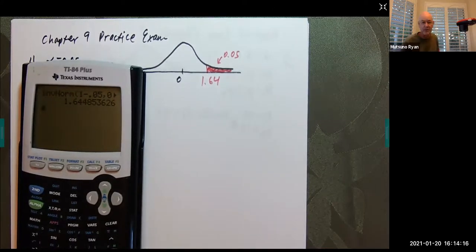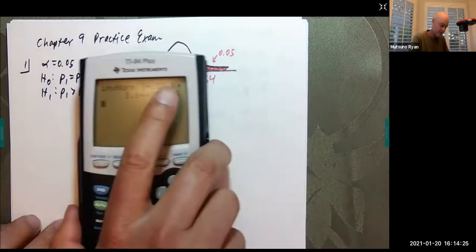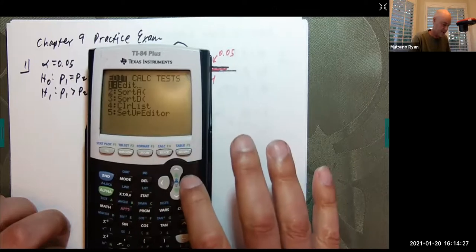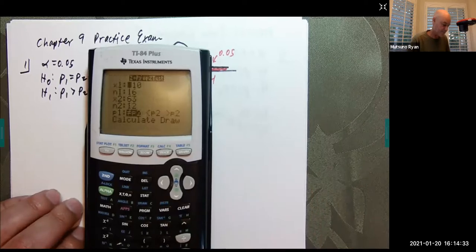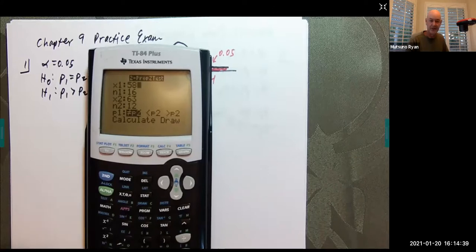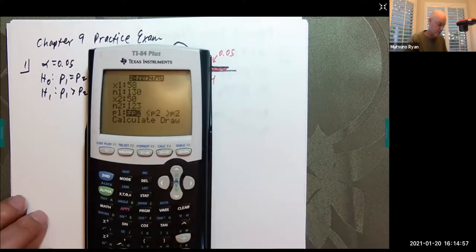Now, they want to know, does the data provide sufficient evidence for the greater proportion? So we're going to actually run the test on this information here. And I'm going to do that by running stat test. This is a 2 proportion z-test. And it starts out 58 is my x1. N1 is 130. 50 is my x2. And 123 is here. And then we have greater than.